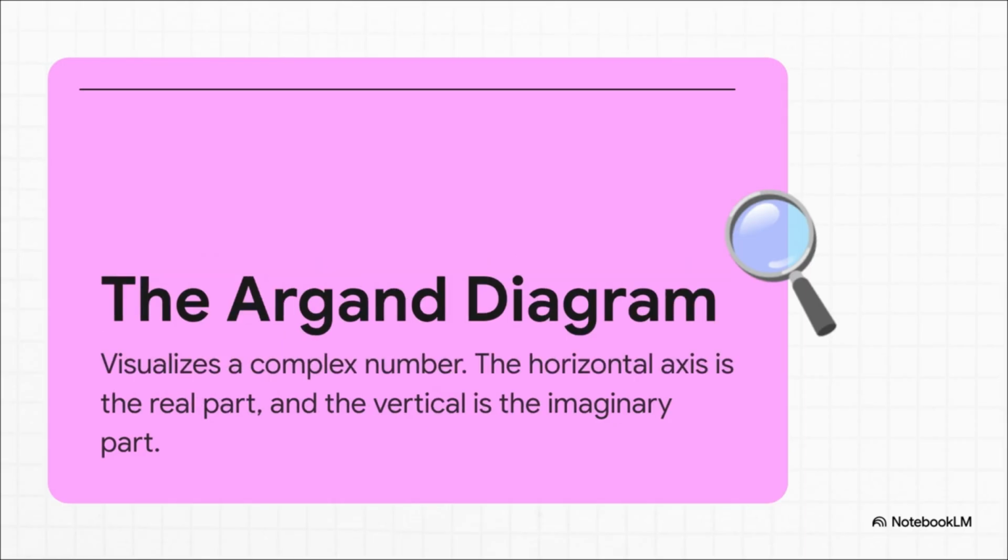And this is how we see them. We plot complex numbers on something called an Argand diagram. It's just like a regular x-y graph, but with a twist. The horizontal axis is for the real part, and the vertical axis is for the imaginary part. Every single complex number has its own unique spot on this plane.